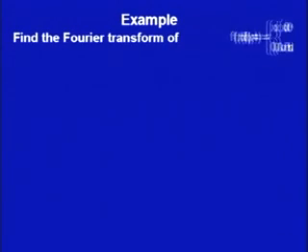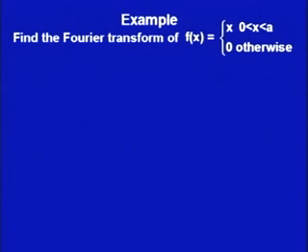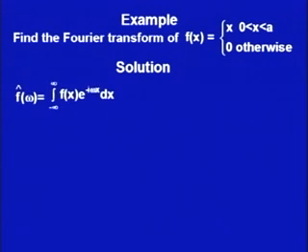Let us try one example to find the Fourier transform of a given function. The question says: find the Fourier transform of the function f which is x in the interval 0 to a and 0 otherwise. Let us find it out. The Fourier transform of any function, f hat of omega, by definition is the integral from minus infinity to plus infinity of f(x) e to the power minus i omega x dx. Here the function is defined in the range 0 to a as x and is 0 otherwise, so this integral changes to the integral from 0 to a of x times e to the power minus i omega x dx.